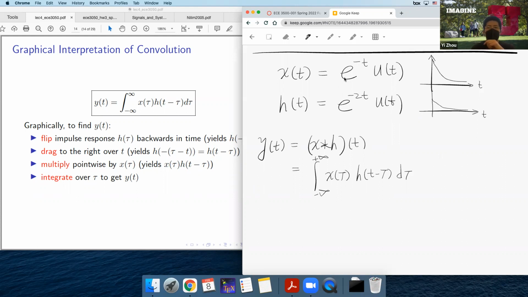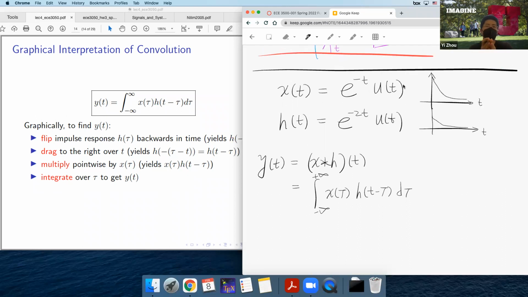Now x(t) is e to the negative t times u(t), where e to the negative t is an exponentially decreasing signal, multiplied by u(t). We have mentioned that any signal multiplied by u(t) means we only keep the positive part, so the signal only starts from 0. And the same for the h(t) function, and h(t) decreases even faster because of the factor of 2. So if we take convolution between these two signals, right?